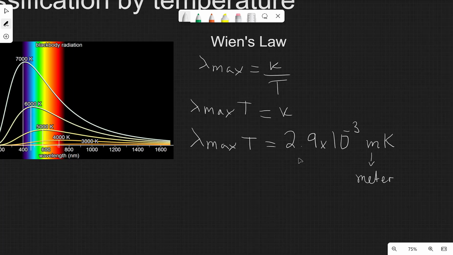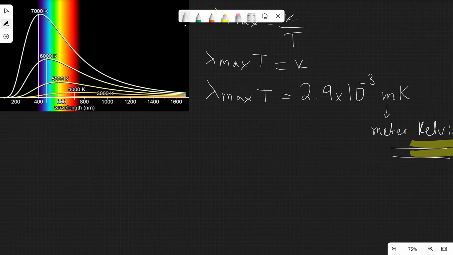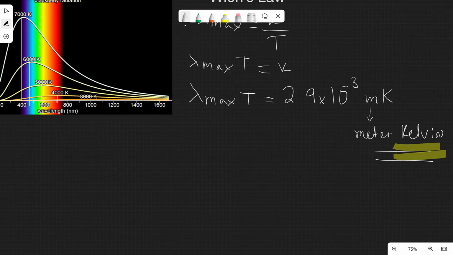It's meter Kelvin. Your equation will not work in degrees Celsius, so I'm going to underline the Kelvin here. I'm going to show you a really, really important trick as well. If we're comparing two objects and we have just one unknown, we can also always say that lambda max 1 multiplied by T1 will be equal to lambda max 2 multiplied by T2.